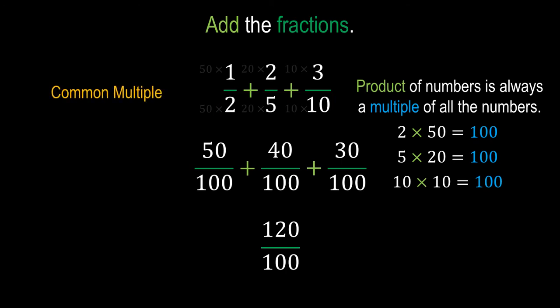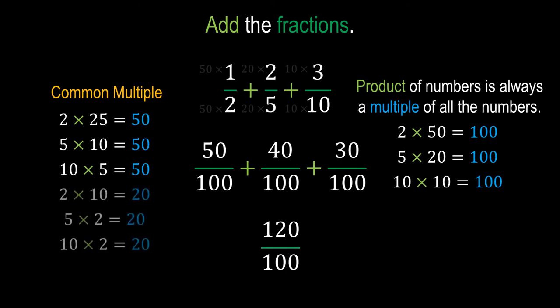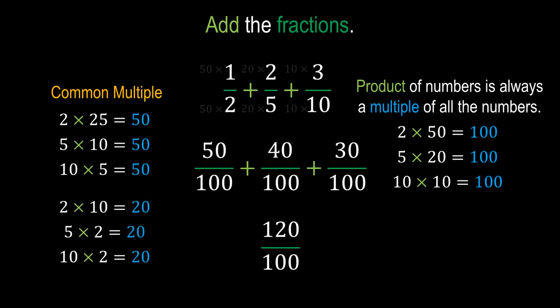But cannot we find any smaller common multiple of 2, 5 and 10? Well, we can, like 50. 50 is also a common multiple of 2, 5 and 10. Similarly, we can also take 20, which is also a common multiple of 2, 5 and 10. We can simply multiply denominators to get a common multiple, but that common multiple cannot necessarily be the smallest one.